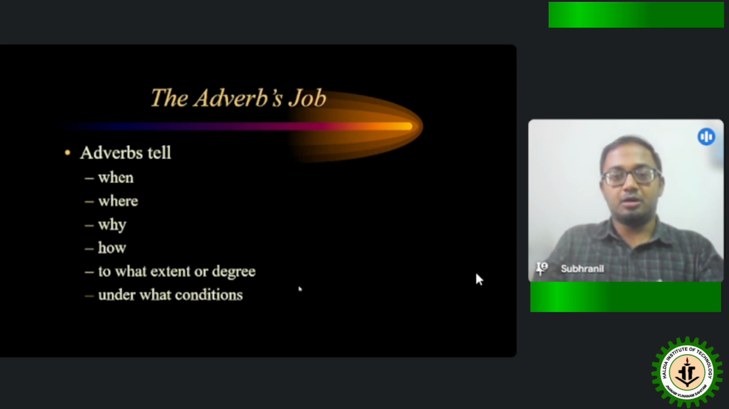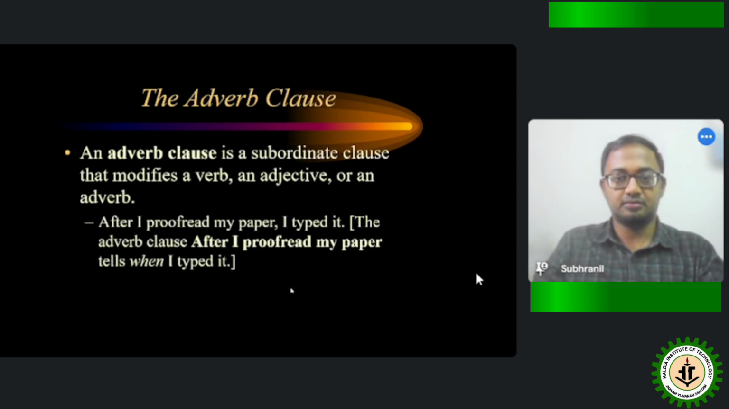Now let's come to our second subdivision, that is adverbial clause. We all know what an adverb's function is, or what an adverb's job is. An adverb's job is to tell when, where, why, how, to what extent or degree, and under what conditions. The adverb clause is a subordinate clause that modifies a verb, adjective, or an adverb by asking the previous questions.